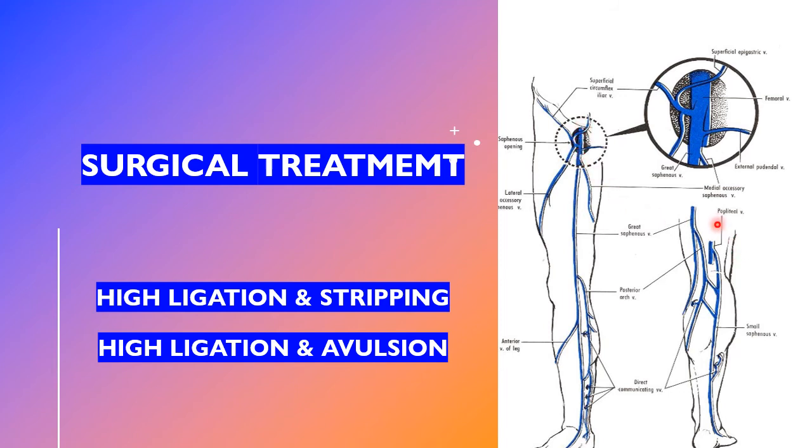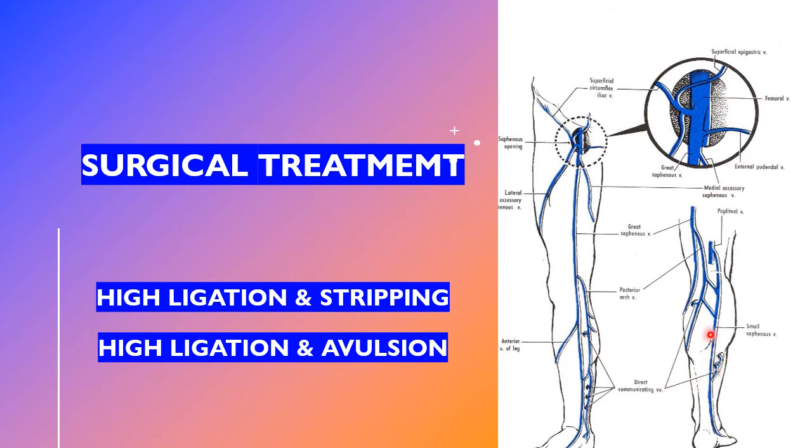It can be similarly done to the short saphenous vein as well, introducing the stripper from the popliteal vein right down into the lateral part of the foot and stripping off the vein itself. Depends which system is predominantly the cause of the varicose veins. So this is known as high ligation of the saphenous vein and stripping of the long saphenous vein, together with the short saphenous vein.